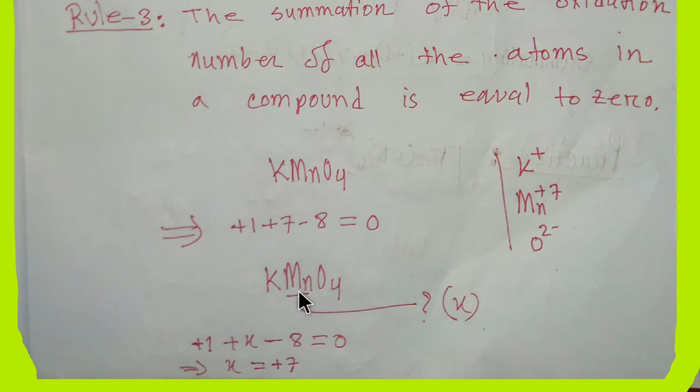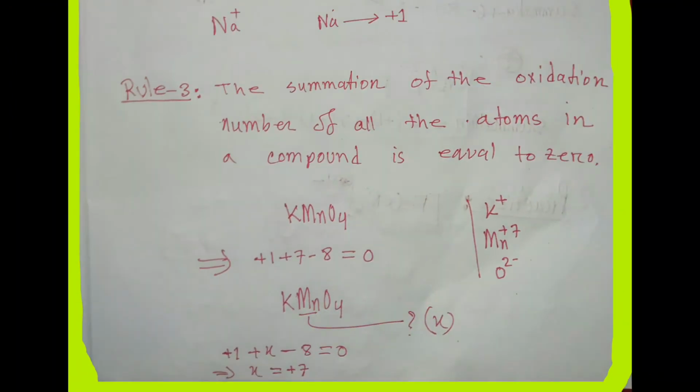This is very helpful when you are going to calculate the oxidation state of an unknown element. So suppose I ask you to find out the oxidation state of manganese, then you will say that let's say the oxidation state of manganese is X. The oxidation state of potassium is +1, here X, and here -8, equal to 0. So by calculating, we get the oxidation state of manganese is +7. We will apply this rule in many cases to find out oxidation states in my later videos.